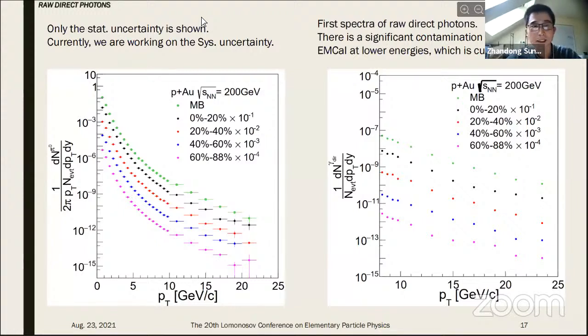This is the last slide. On the left-hand side, what is shown is the invariant yield of pi0 in p-gold collisions in centrality classes. It has only the statistical uncertainty, and the systematic uncertainty is still under study. On the other side, this is the first spectrum of raw direct photons. The reason why I show only the high pT region is that there's significant contamination by hadrons at lower energy in the EMCal, so we are still working on it.